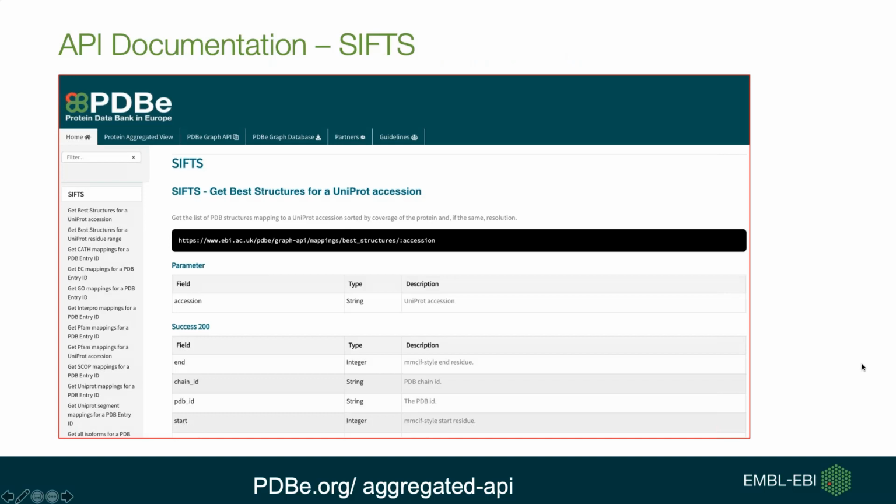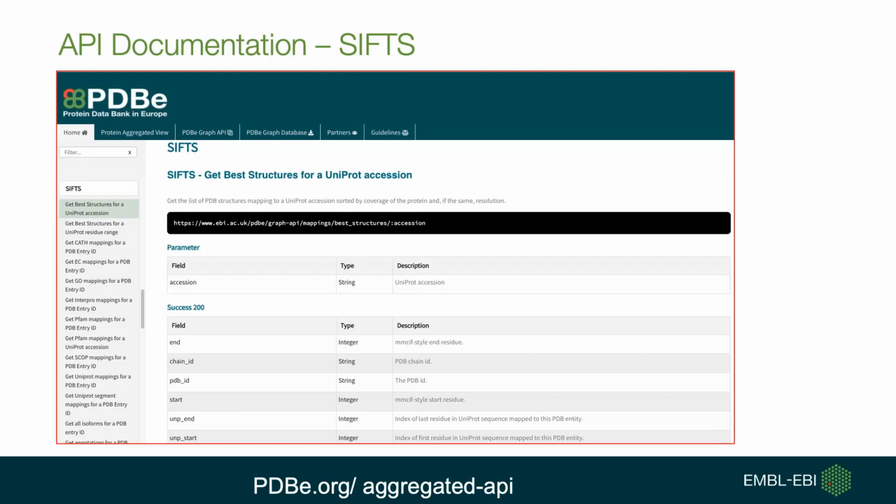Moving on to the next category, SIFTS, where different endpoints provide data related to mappings as defined by the SIFTS process. So you can get mappings to UniProt, InterPro, Pfam, sequence and structural domains, as well as UniRef90 cluster mappings.